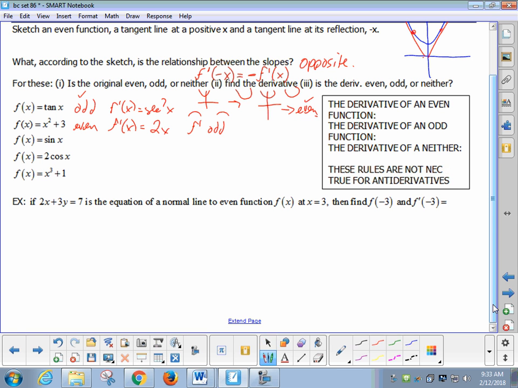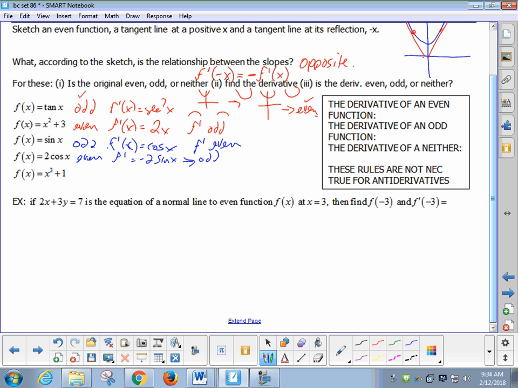So, sine, even, odd, or neither? Odd. Derivative? Cosine. Oops, 2x equals cosine. And cosine, even, odd, or neither? It is even. 2 cosine is even. The derivative is negative 2 sine, which is odd. So it seems like the derivative of an even is continuously coming out odd, and vice versa.